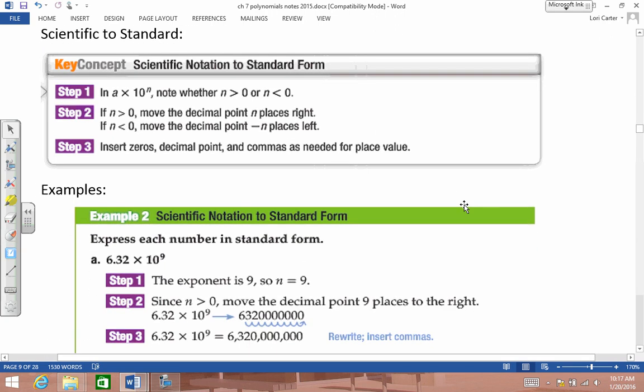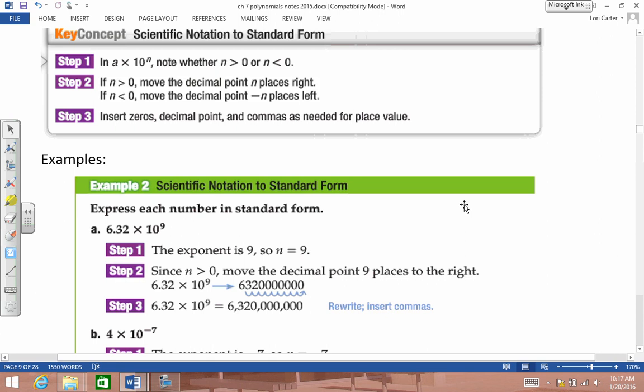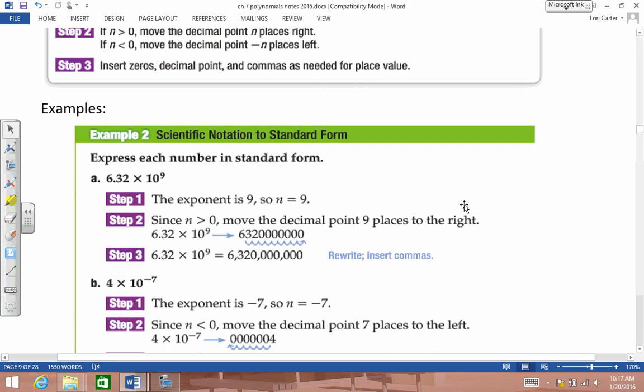Okay, here we go. Now, scientific notation to standard. So that's standard and scientific. Now we're going to go backwards. So when you look at it, you have to look at what your exponent is to tell you which direction to move, and at your mantissa. Everybody ready? So look here.